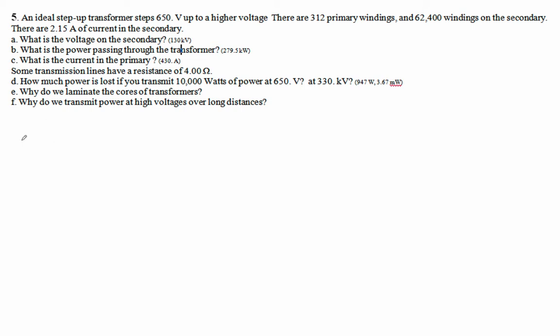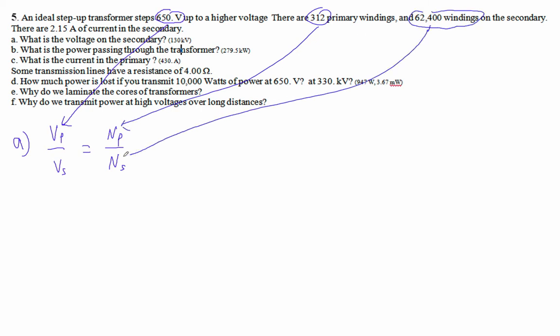So we're going to use V primary over V secondary is proportional to N primary over N secondary. Our primary voltage is 650, our number of primary windings is that, and our number of secondary windings is that. You can solve for the secondary voltage. Notice that kilovolts is times 10 to the third. All right, so there's A.